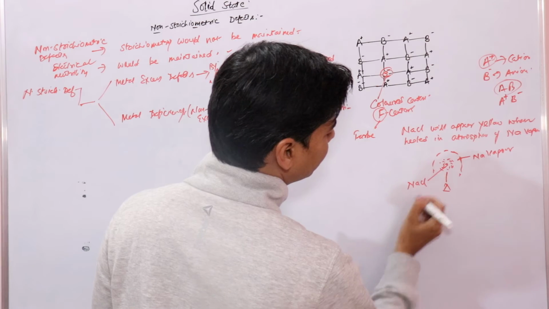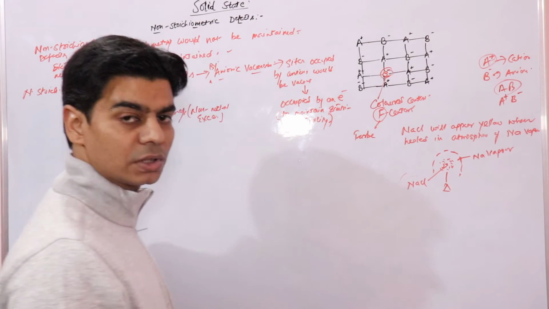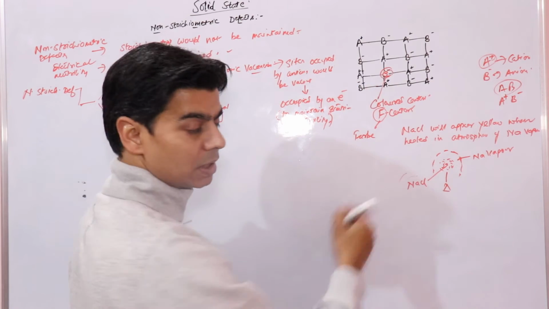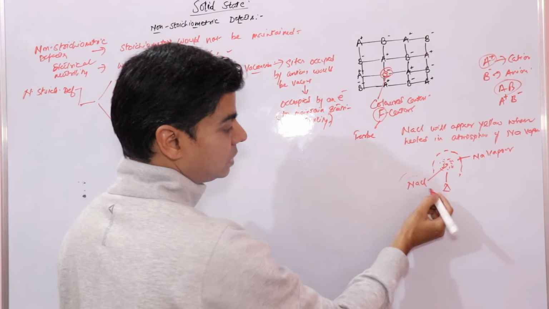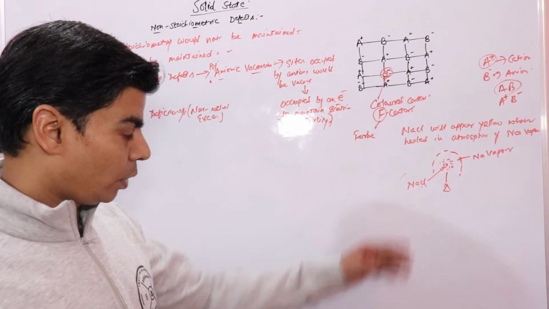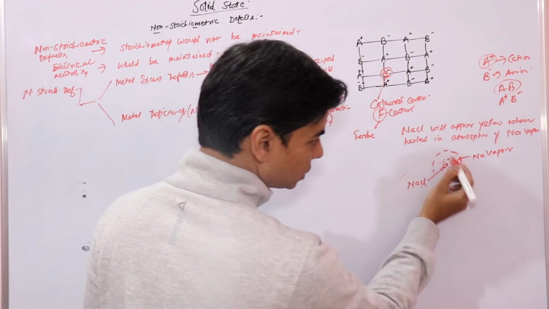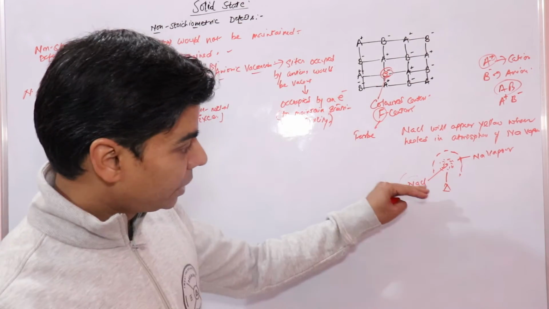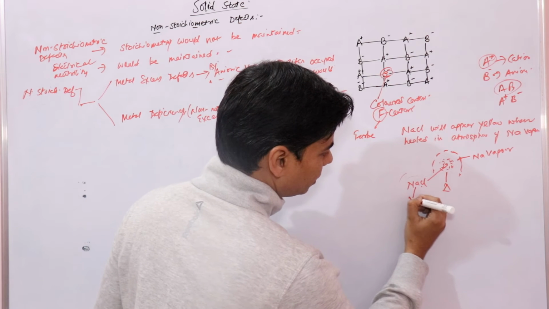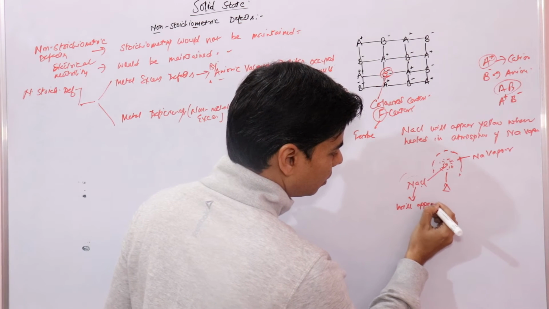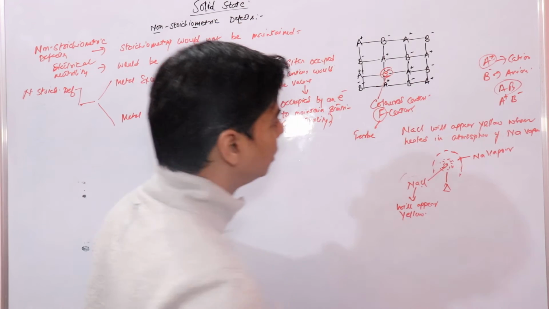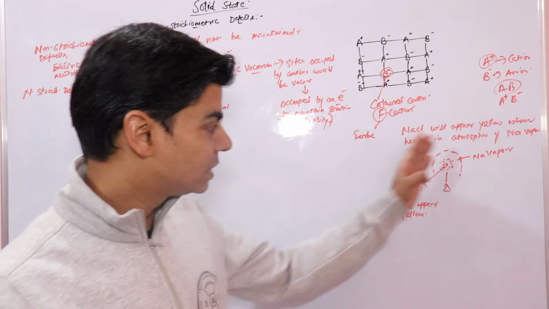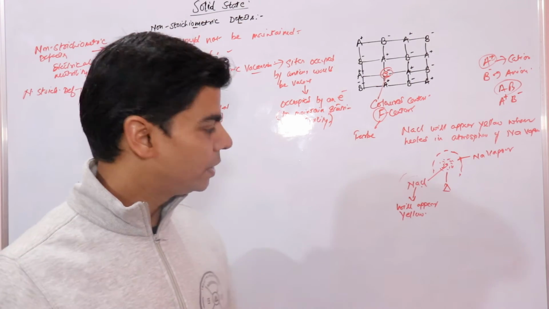This is your sodium chloride, and the crystal lattice of sodium chloride would appear like this, where A plus represents the Na plus sodium ion and B minus represents the Cl minus anion. So when you heat sodium chloride in the vapors of sodium, this sodium chloride will appear yellow due to this metal excess defect. Now let's see how the metal excess defect arises.